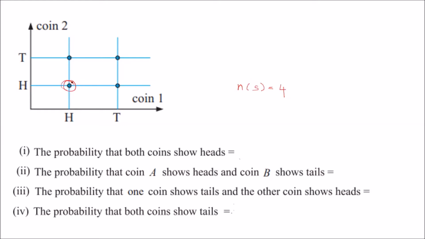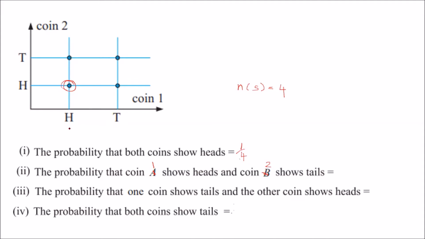Here, the first coin we get head, second also head. Then how many events are there? The probability that both coins show head: only one event out of 4. Then we can write the probability as 1 by 4. Next one, the probability that coin A shows head and coin B shows tail. Coin A means the first coin, and coin B the second one. What is the probability?